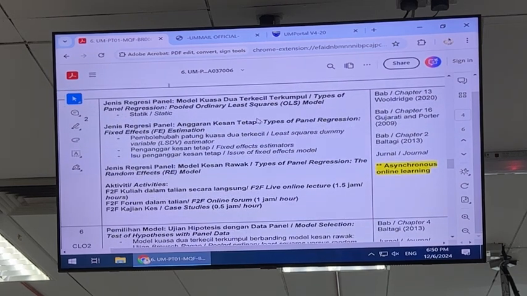In the panel, we not only introduce you the least squares dummy variable, or fixed effect model, we also have the pooled least squares as well as the random effect model, and the different diagnostic tests to distinguish between these three estimators, including the Breusch-Pagan LM test, the Hausman test, and also the fixed effect test and random effect test, if I'm not mistaken. These are the things we cover here.